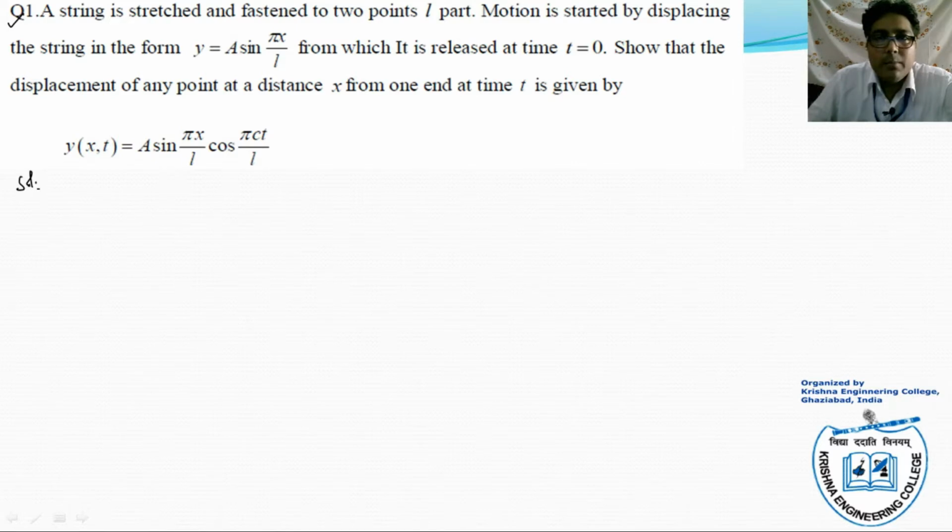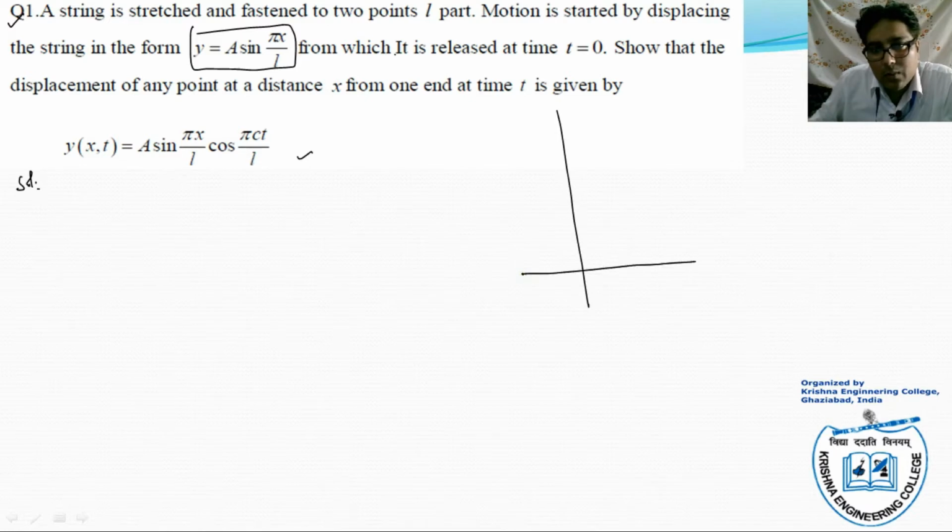Motion is starting by displacing the string in the form of y is equal to a sine pi x by L. This is the initial displacement, right? Initial displacement from which it is released at time t is equal to 0, so that the displacement of any point at a distance x from one end at time t is given by this. Clear?